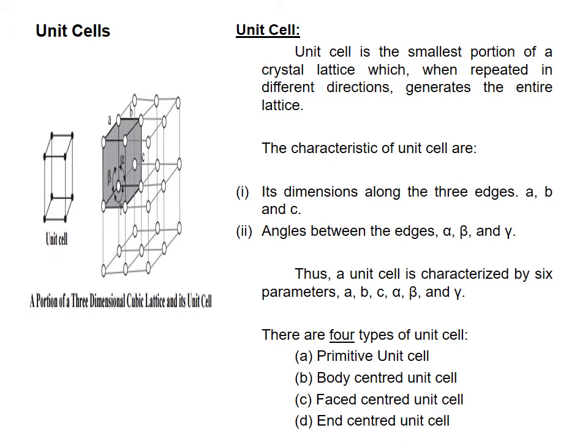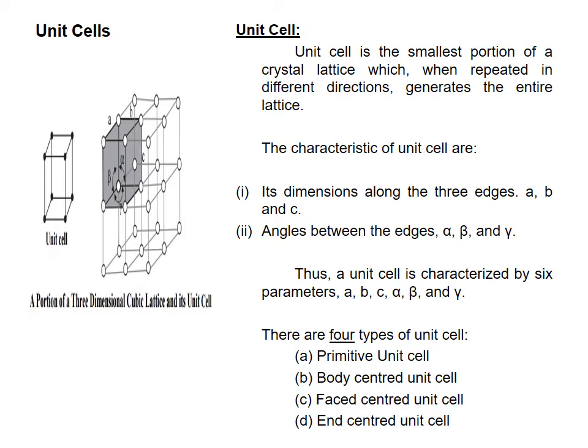It indicates that its dimensions along the 3 edges, which are indicated by the symbols a, b, c, indicate edge lengths. Angles between the edges are indicated by the symbols alpha, beta, gamma. Thus, a unit cell is characterized by 6 parameters: a, b, c and alpha, beta, gamma.